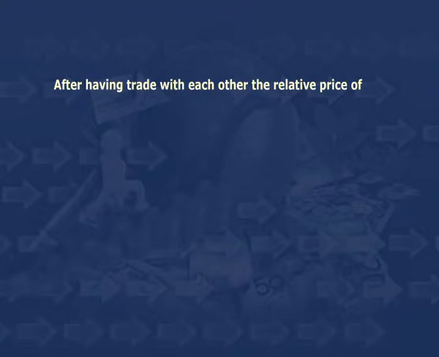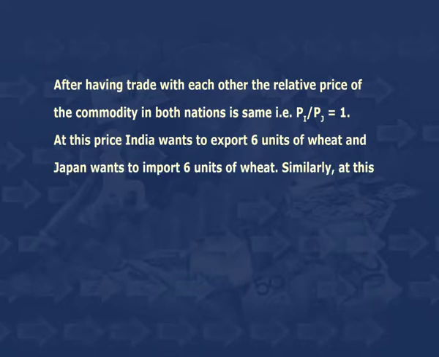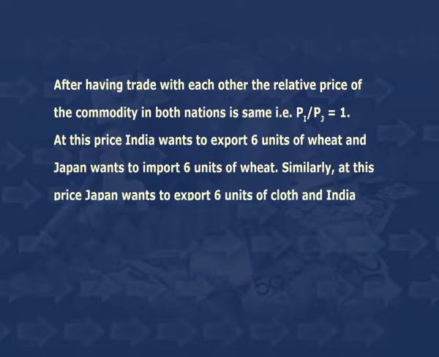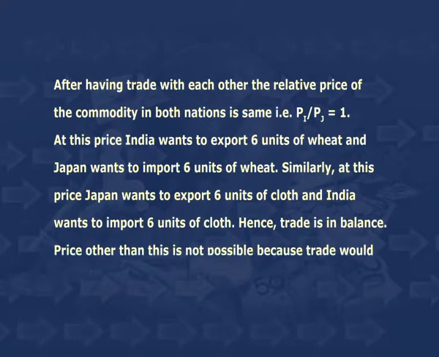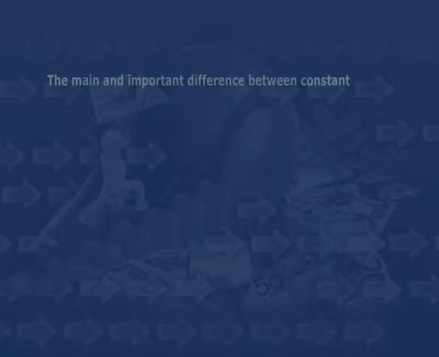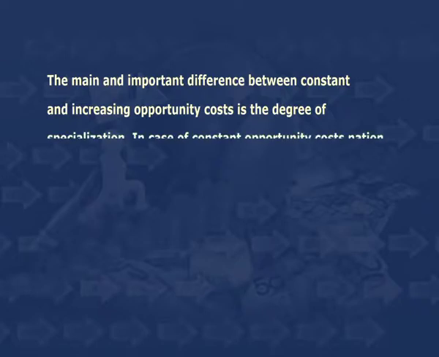After trade with each other, the relative price of the commodity in both nations is the same, that is, Pi by Pj equal to 1. At this price, India wants to export 6 units of wheat and Japan wants to import 6 units of wheat. Similarly, Japan wants to export 6 units of cloth and India wants to import 6 units of cloth. Hence, trade is in balance. A price other than this is not possible because trade would not be in balance. The main and important difference between constant and increasing opportunity cost is the degree of specialization.